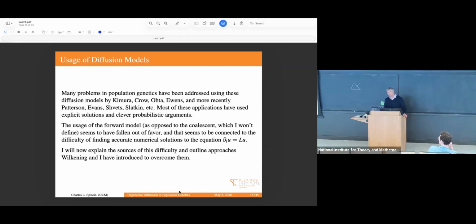And mostly what they've done, certainly Crow and Kimura, is they would find instances where they could write down the answer. That is, they could write down a formula for the solution to the equation. And then they would use that to say things of a biological nature. And then at some point people ran out of examples where they could write down the answer. And then they thought, well, we'll try to do numerical things.